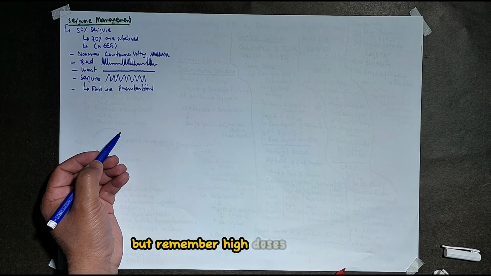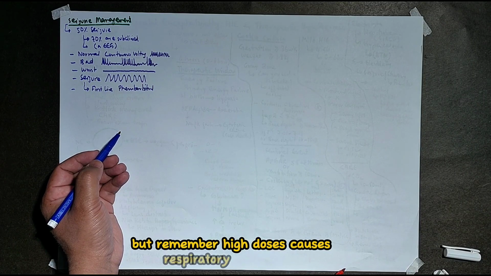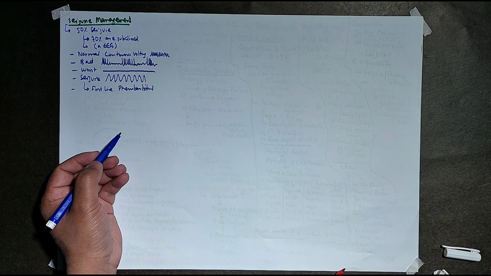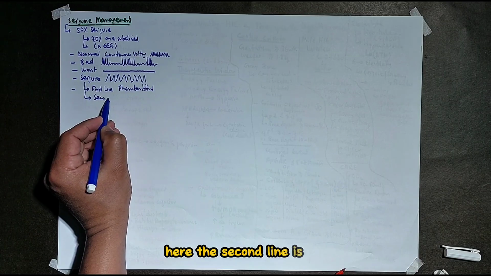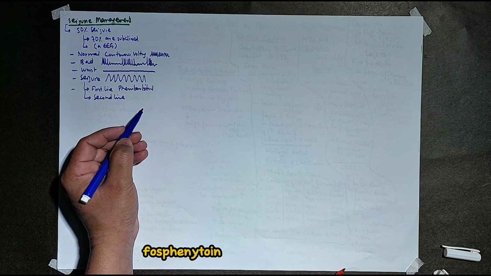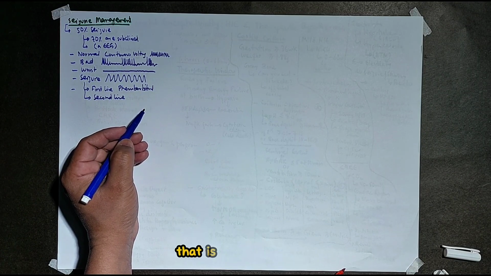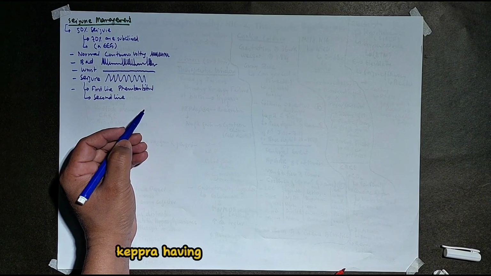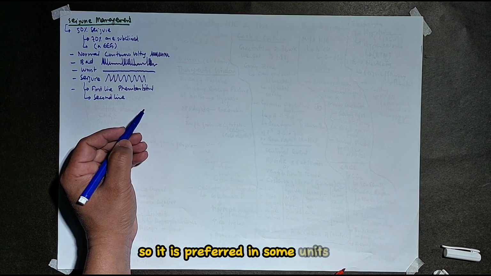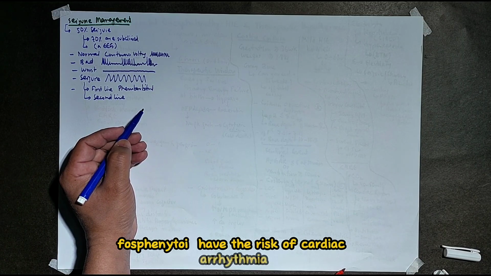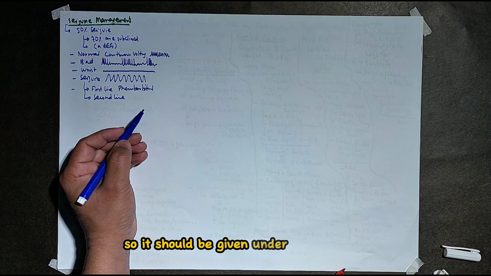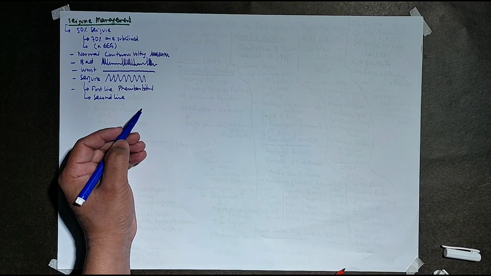But remember, high doses cause respiratory suppression and hypotension. The second line is fosphenytoin or levetiracetam, that is Keppra. Keppra has a safe cardiac profile, so it is preferred in some units. Fosphenytoin has the risk of cardiac arrhythmia, so it should be given under EKG monitoring.